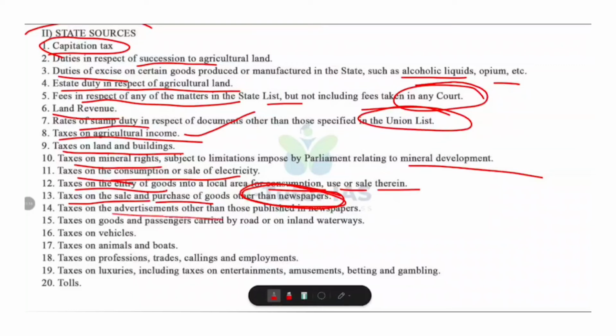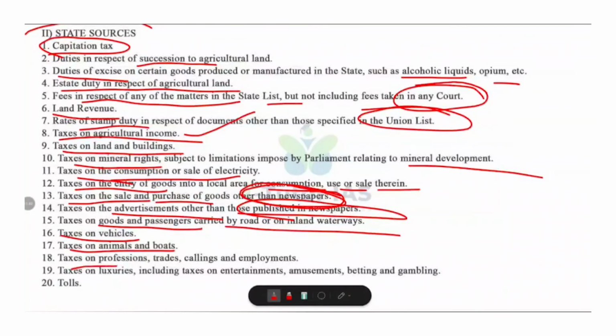Then taxes on advertisements other than in newspapers. For example, hoarding, billboards, cinema arts, shop arts, etc. These are under state government. Then taxes on goods and passengers carried by road or inland waterways. Hope you understand. Then taxes on vehicles. That is registration tax on motor vehicle. Then taxes on animals and boats. Okay. Then taxes on professions, trades, calling and employment. Okay, the ceiling is equal to rupees 2,500 per person per year according to Article 276.